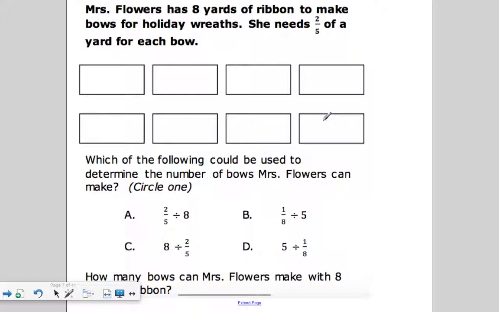8 of them. She needs groups of 2/5. So each bow needs 2/5, 2/5, 2/5, 2/5, 2/5, 2/5, 2/5, 2/5. So we're finding how many 2/5 go into 8. So it must be C as the answer. All right, let's show this.